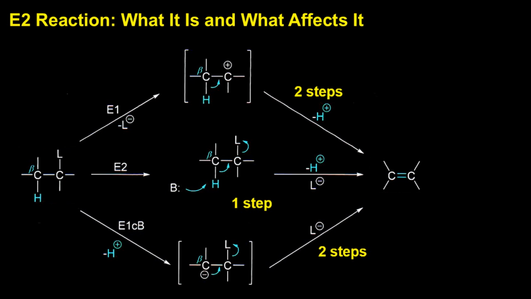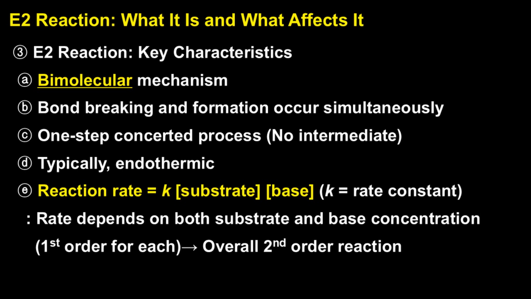We'll dive deeper into each mechanism in future lessons, but for now, remember this simple distinction. E2 happens in one step, while E1 and E1CB involve intermediates. Alright, now let's zoom in on the E2 reaction and explore the key factors that control its rate and determine its outcomes. E2, also called bimolecular elimination, follows a concerted mechanism. That means bond breaking and bond making occur simultaneously, all in a single step.